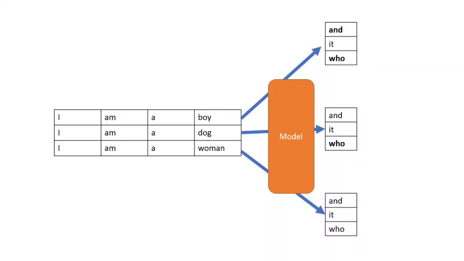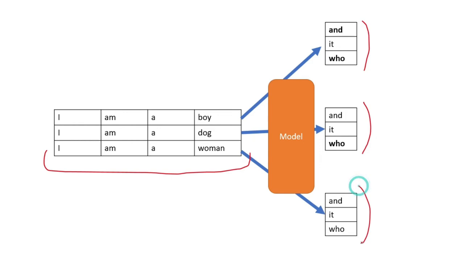Before we dive into the code, let's get a sense of the data structures that we're passing into the model. This is the input of the model. It is a tensor representing all of the beams. "I am a boy," "I am a dog," and "I am a woman." Let's say that these are the three beams. The model takes in the three beams, and for each beam, it produces a probability distribution of what is the next token for each of the beams.